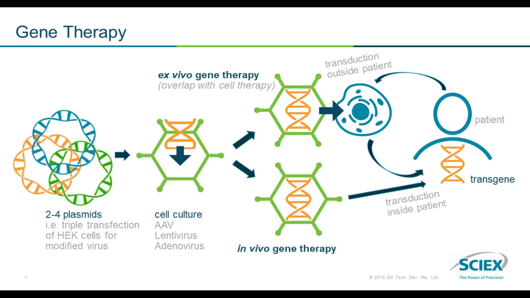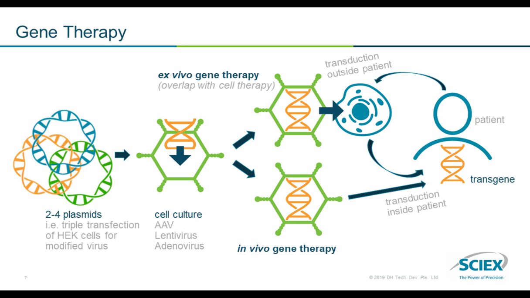For gene therapy, to make the virus, you start from 2 to 4 plasmids and you transfect the cell line with that, and then in cell culture, depending on the plasmid set you use, you get either adeno-associated virus, lentivirus, or adenovirus, and you package within these viruses genetic material based on the plasmid you use. And you can use this virus particle, where you package the DNA, either for ex vivo gene therapy or in vivo gene therapy.